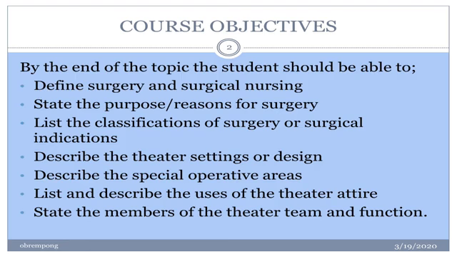How does the theater look, or how is it supposed to look? And then describe the special operative areas that are found in the theater. List and describe the uses of theater attire. So what we wear at the theater, we are supposed to be able to list and describe it. And then state the members of the theater team and their function. So any member that is part of the theater team and his or her function. So the surgeon, nurse anesthetist or the anesthesiologist, nurses, students, any other personnel who is part of the surgical team, we are going to list them, and then we are going to list their functions.